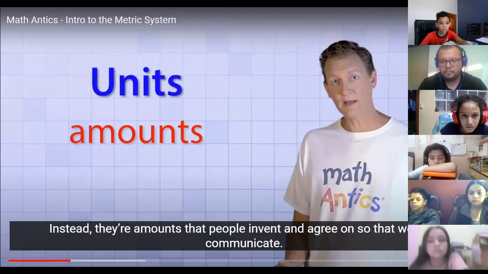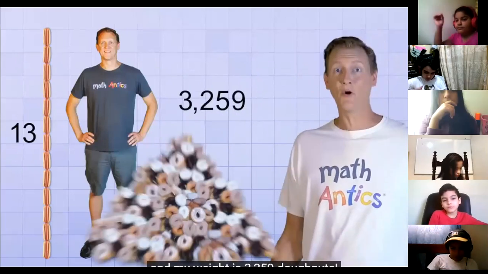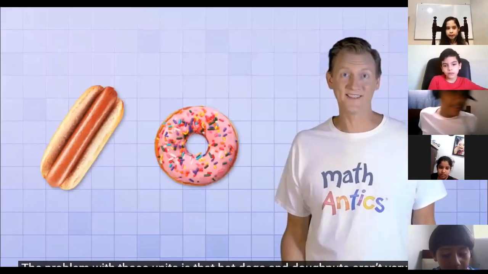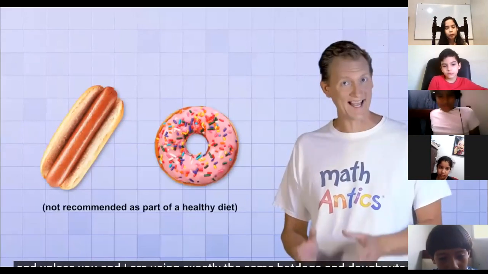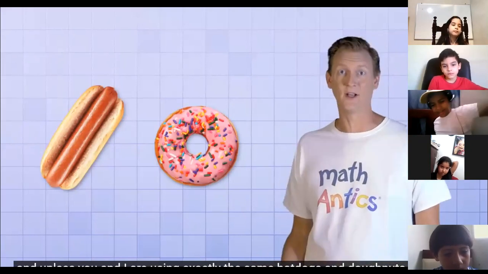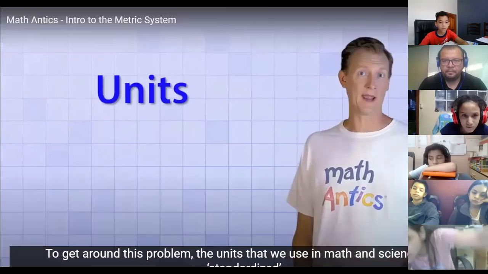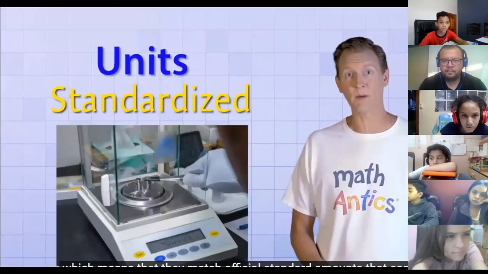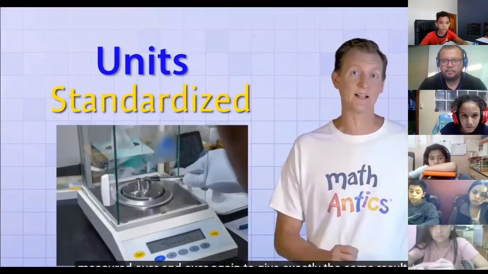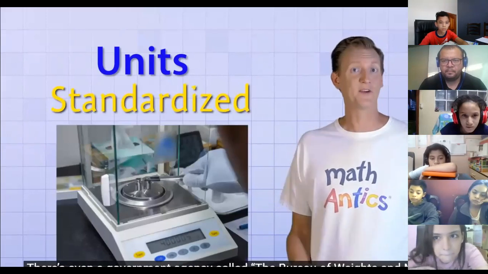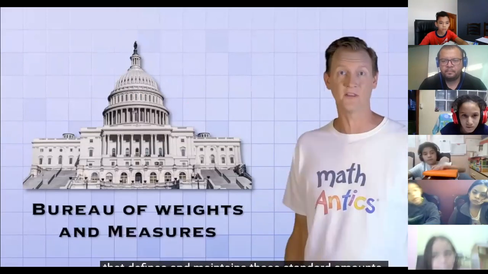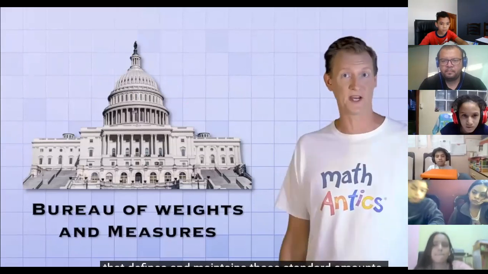I could tell you that I'm 13 hot dogs tall, and my weight is 3,259 donuts. The problem with those units is that hot dogs and donuts aren't very consistent, and unless you and I are using exactly the same hot dogs and donuts to measure, we'll probably come up with different results. To get around this problem, the units that we use in math and science are standardized, which means that they match official standard amounts that can be measured over and over again to give exactly the same result. There's even a government agency called the Bureau of Weights and Measures that defines and maintains those standard amounts.